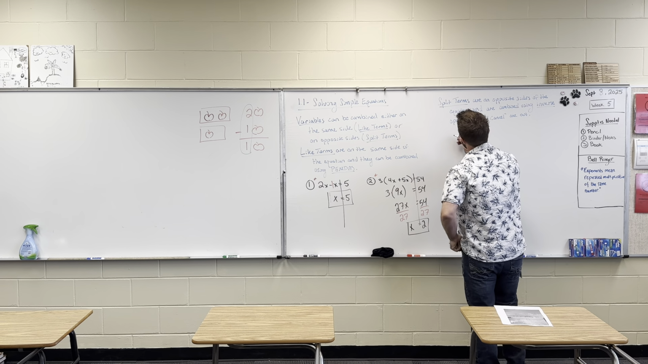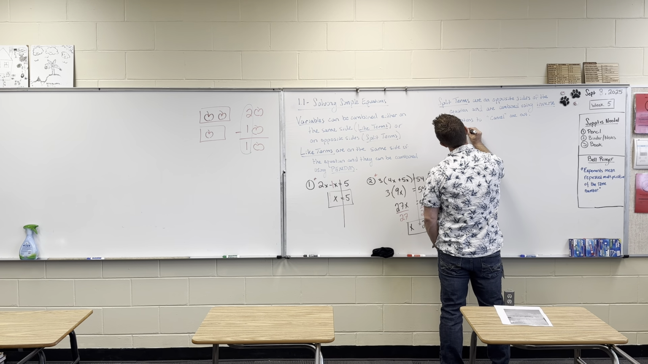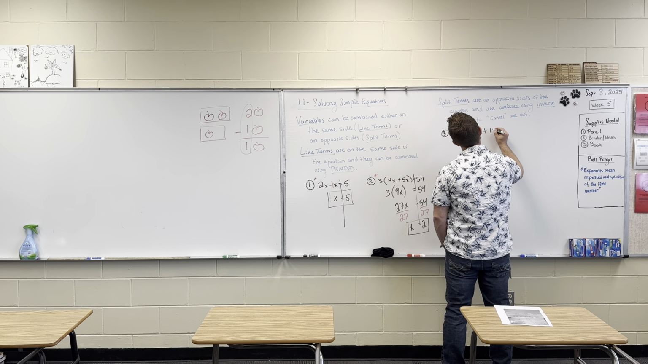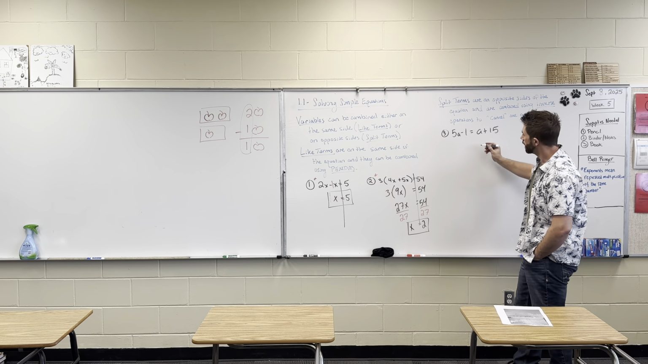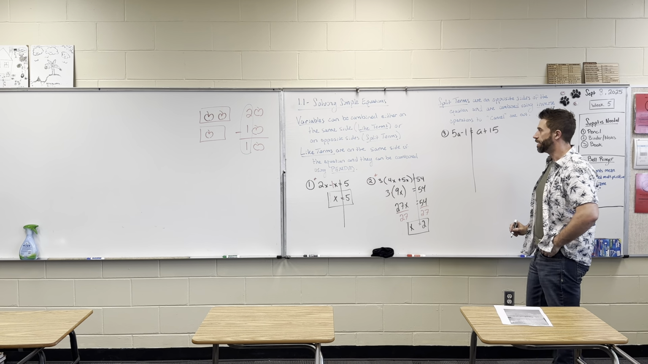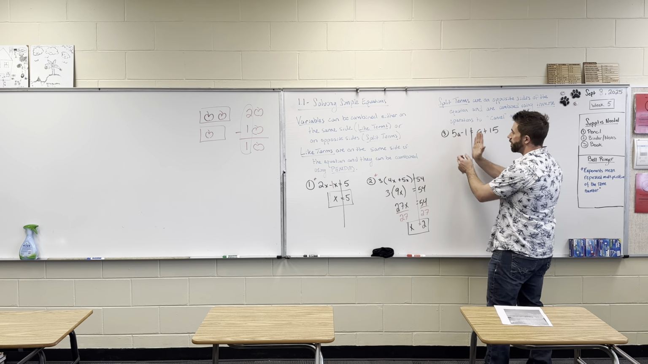I have 5a minus 1 equals a plus 15. Okay, now with this one, the first thing that I'm going to do, again, I'm going to draw my line right in the middle. That'll separate my left and my right hand side. And I can look at the left hand side and say 5a minus 1.